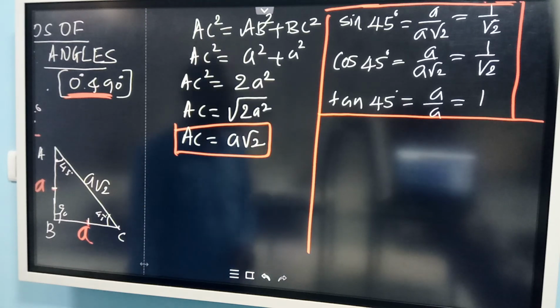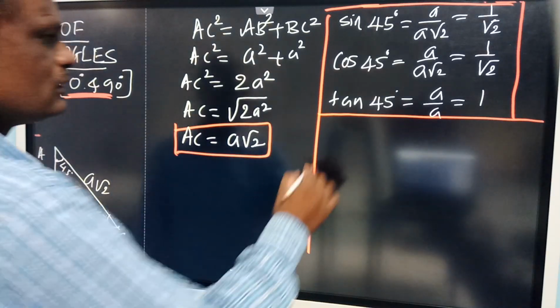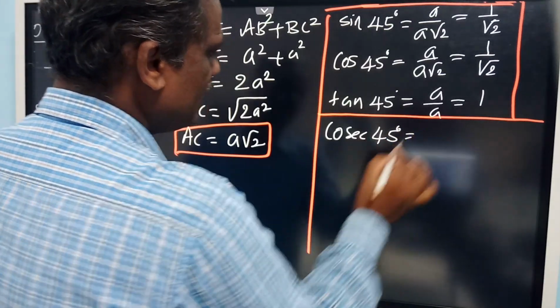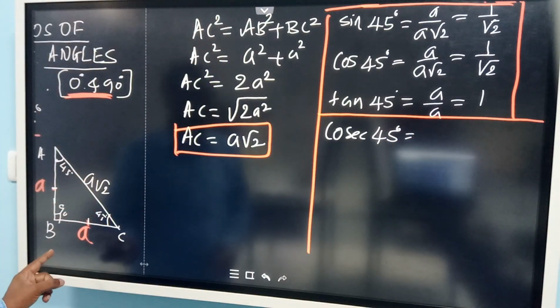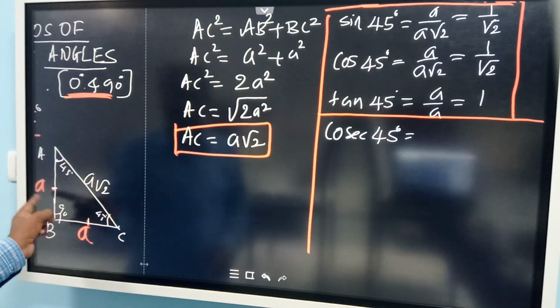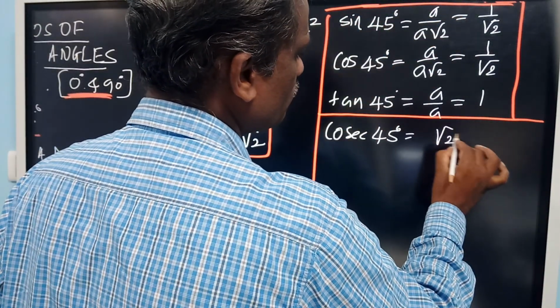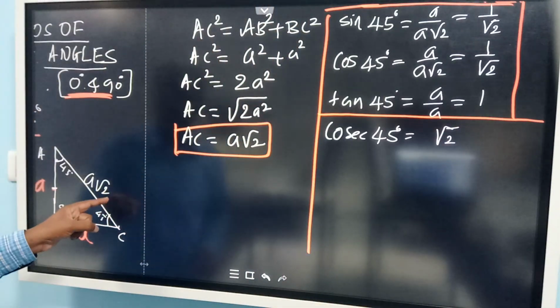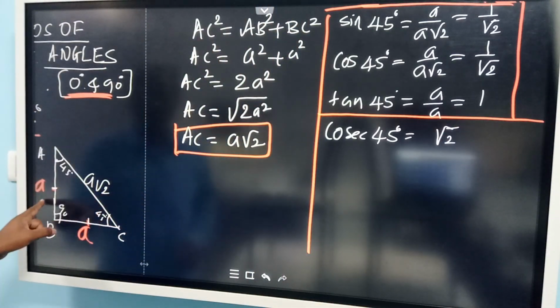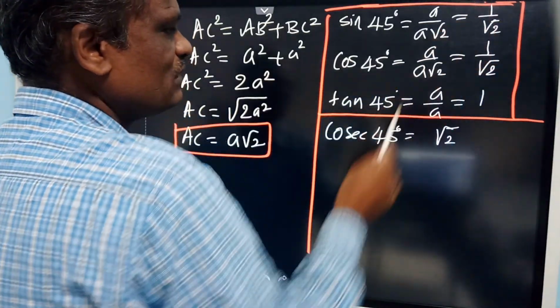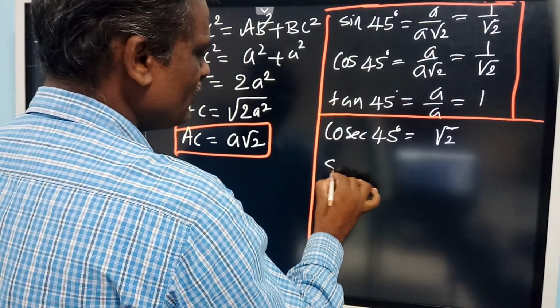Now you know that the remaining ones you can write very easily. So cosec 45 degree is hypotenuse divided by opposite side, the reciprocal of sine, so it should be root 2. Hypotenuse here is A root 2 divided by A, A gets cancelled, you will get root 2 only, or you take the reciprocal of this one.